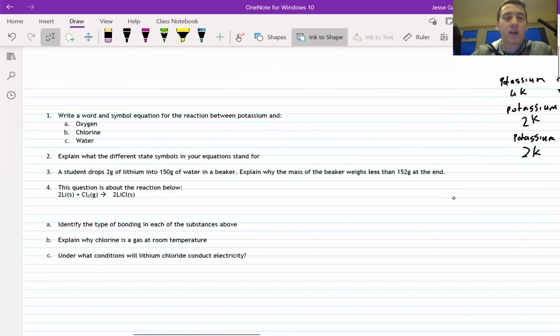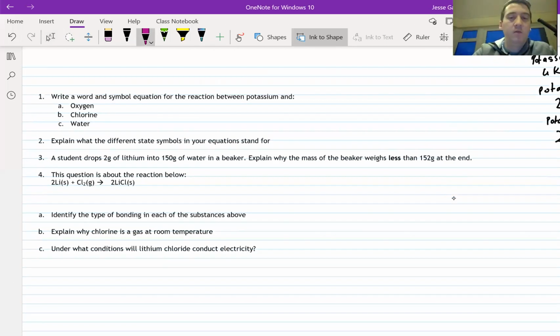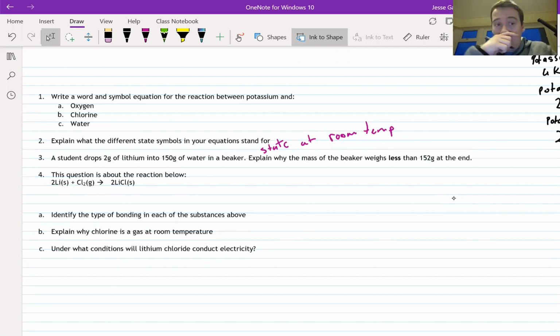Question 2, let's have a look. Explain what the different state symbols in your equation stand for. Well, we're talking about the states at room temperature. A student dropped 2 grams of lithium into 150 grams of water in a beaker. Explain why the mass of the beaker weighs less than 152 grams at the end.